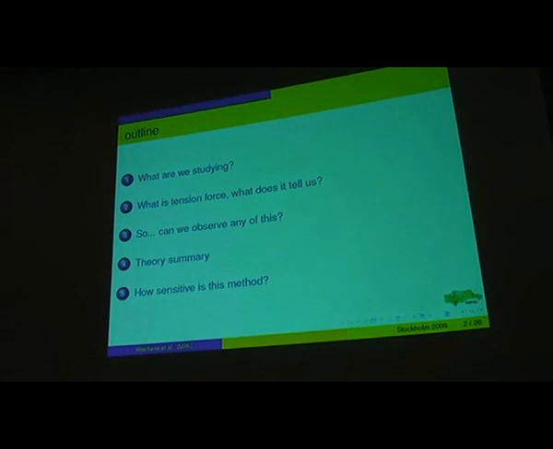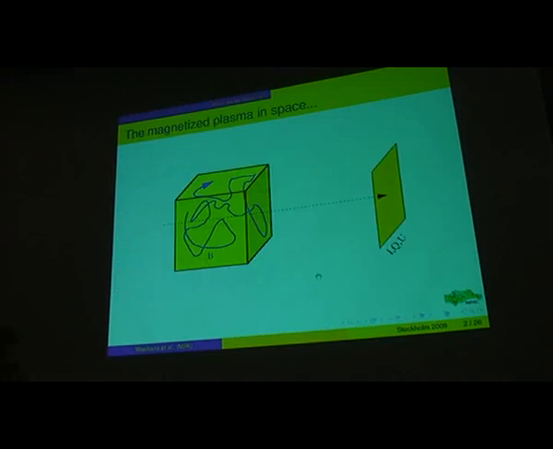Right, so the outline of the talk goes like this. First, I show you what sort of scenario we are speaking of, what the observation is supposed to look like. I will tell you what the tension force is. Most of you will probably find that a bit boring, but nevertheless I will go through it. I will tell you what it tells us in particular. I then will show what our work actually is, which is this third point here: can we observe this tension force? I will summarize, and then I will show ongoing work, which is essentially a test of how sensitive this method actually is.